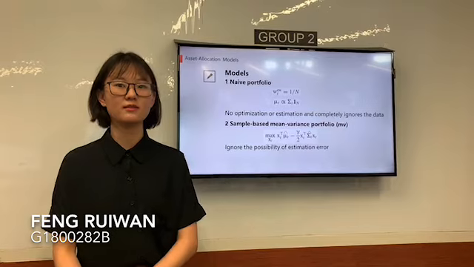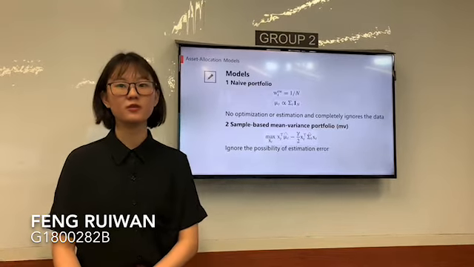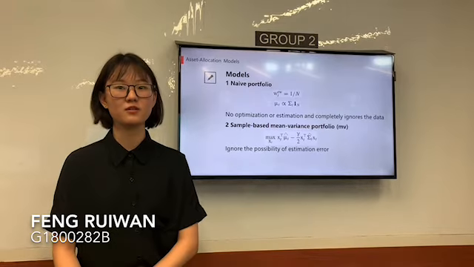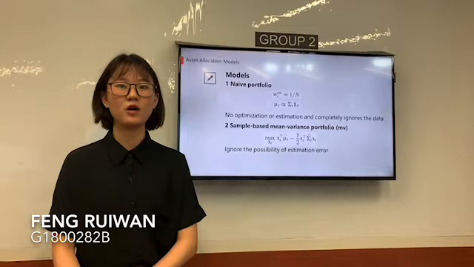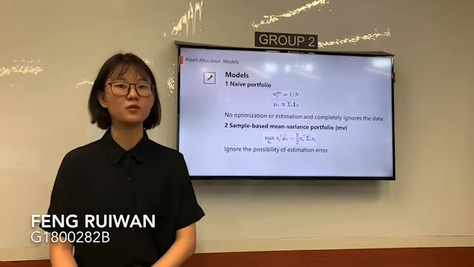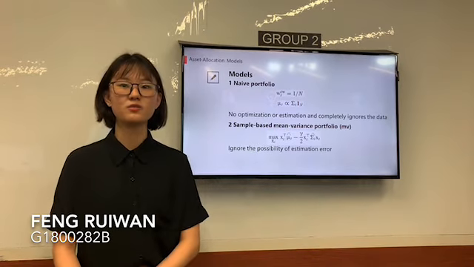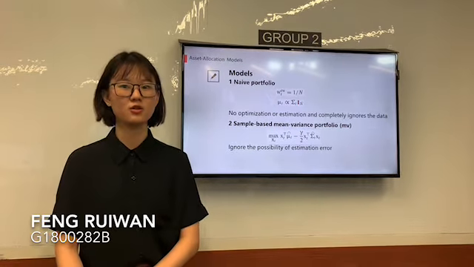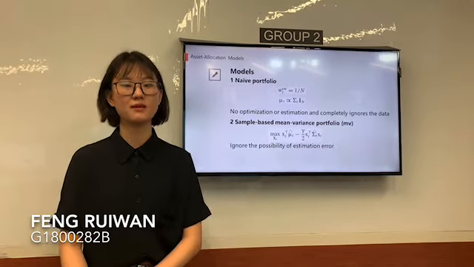The first is the naive portfolio, which is actually the equally weighted portfolio. This portfolio implies that the expected return is proportional to the total risk, and it involves no optimization or estimation. The second kind is the mean-variance portfolio, which just plugs the estimates computed from the sample data into equation 2 mentioned before. This ignores the possibility of estimation error.